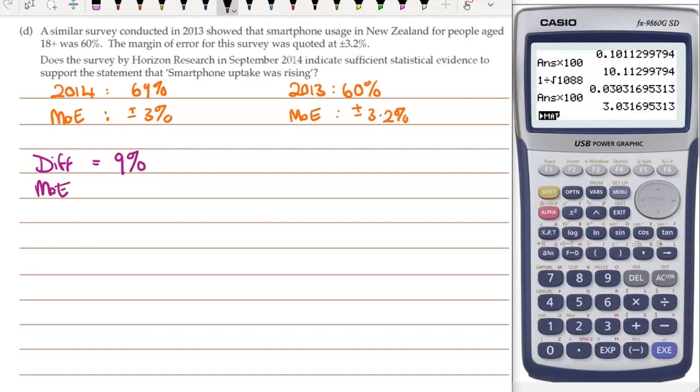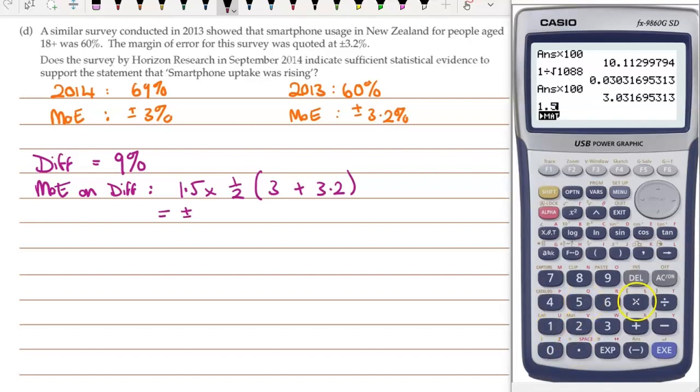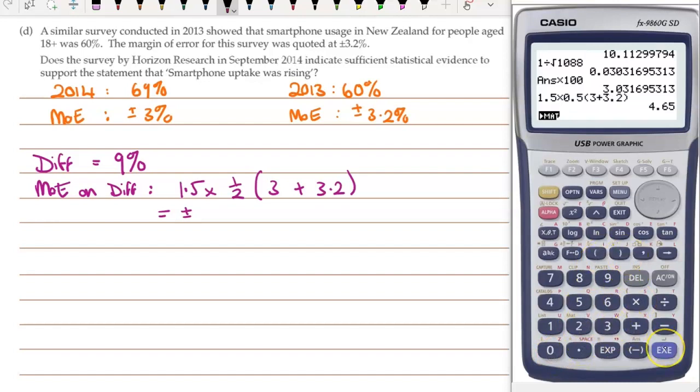Margin of error on the difference, we've got two clearly different independent groups, so that's a 1.5 multiplier of the average margin of error. So half of 3 plus 3.2%. So that's going to be equal to plus or minus, so 1.5 times 0.5 of 3 plus 3.2. So that's a plus or minus 4.65%.